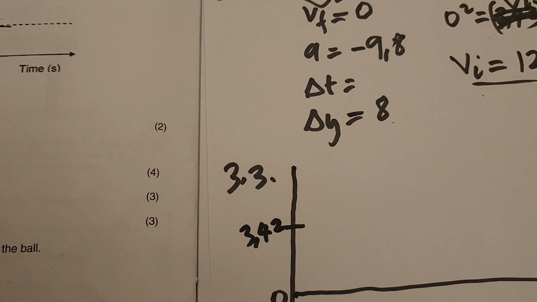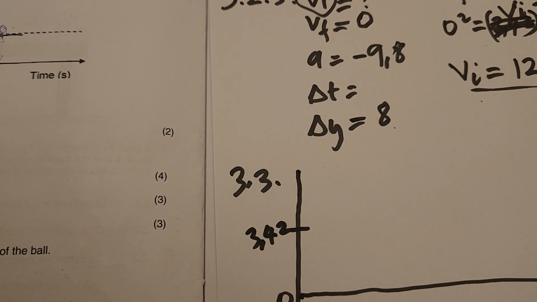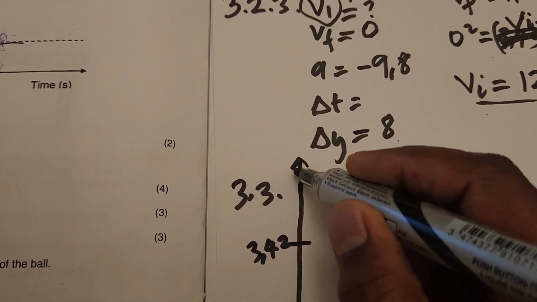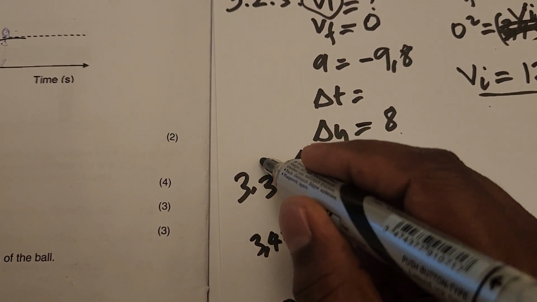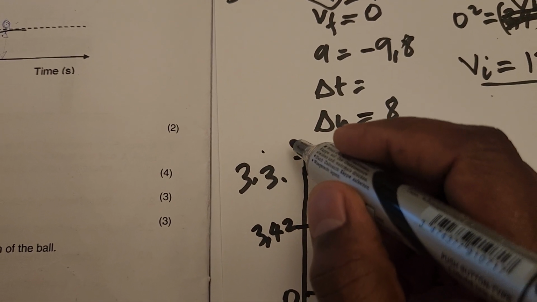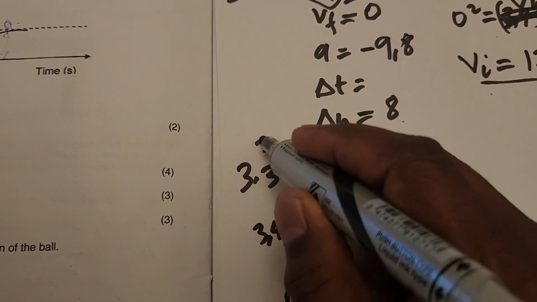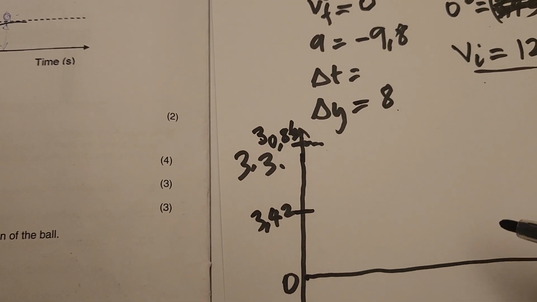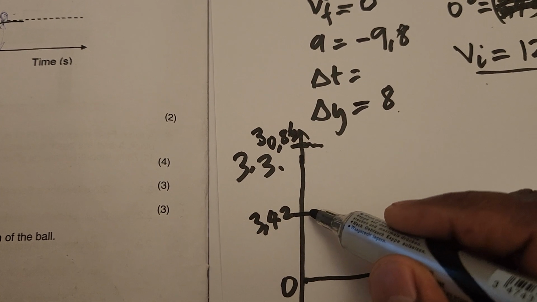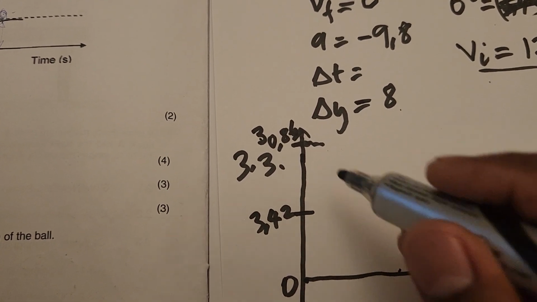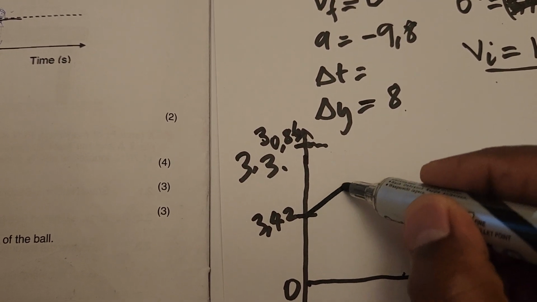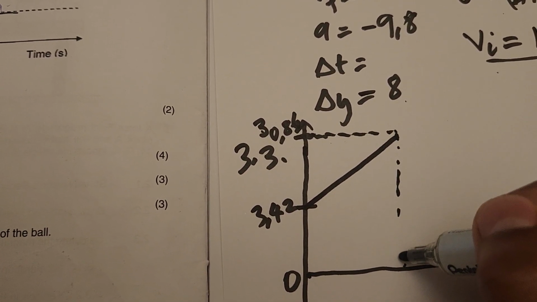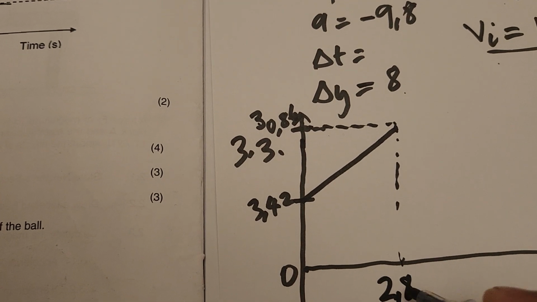3.42 is positive. The final velocity that it hit the ground with should be above here. It should be 30.86. And now we start from here. It took how many seconds? 2.8. So we go up, up, up, up. This is 30.86, and then the time here must be 2.8.